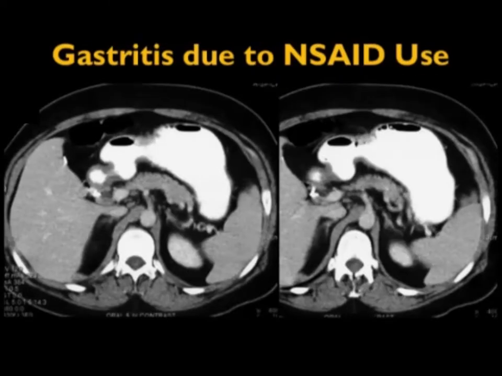Now, I also want to say that not every case with thickened stomach means the patient has cancer. Here's an antrum that's thickened. I worried about carcinoma. This patient was scoped several times. This was gastritis secondary to NSAID use or NSAID abuse.